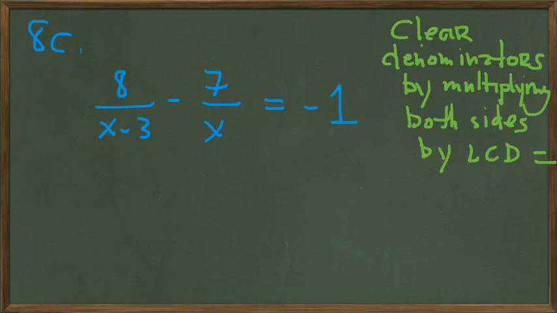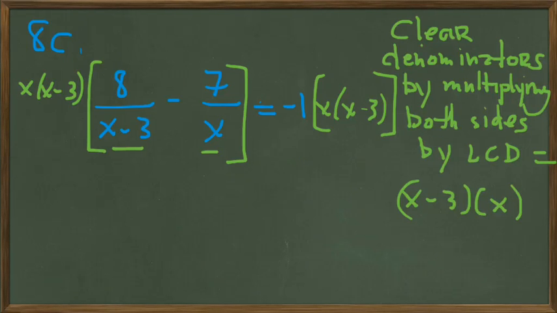So to solve this problem, we need to get rid of these denominators, and the way we clear the denominators on both sides is by multiplying both sides of the equation by the LCD. The LCD is the same as the common denominator in this case, just the product of the denominators, x minus 3 times x. So we're going to multiply both sides by x minus 3 times x. Now when we do this, it will clear out the denominators on the left side. So let's set it up to show how that happens.